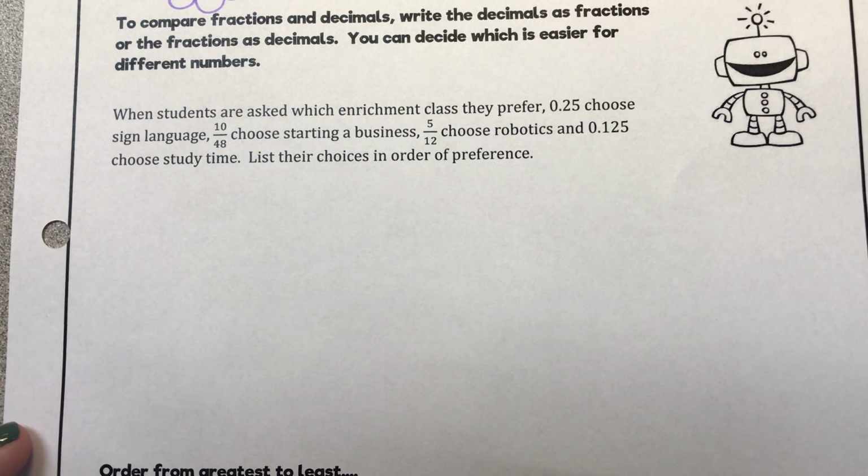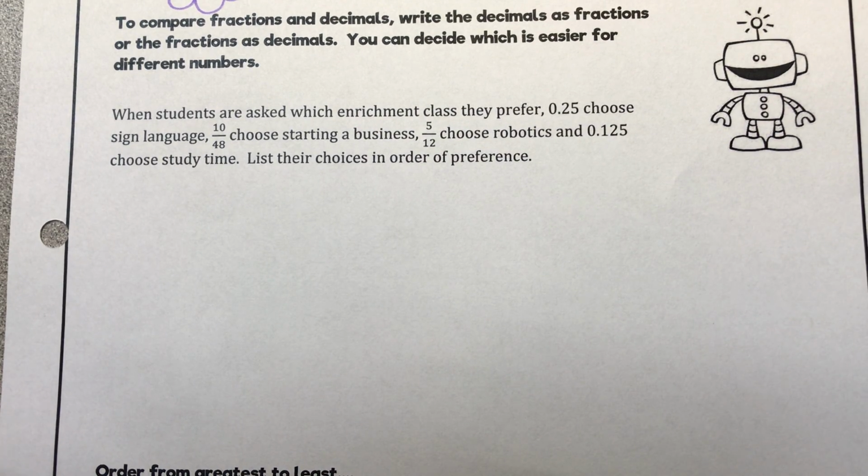And then on this last section, it says to compare fractions and decimals, write the decimals as fractions or the fractions as decimals. You can decide which is easier for different numbers. So it says when students are asked which enrichment class they prefer, 0.25 chose sign language, 10 out of 48 chose starting a business, 5 out of 12 chose robotics, and 0.125 chose study time. List their choices in order of preference. Okay, I prefer to put them as decimals.